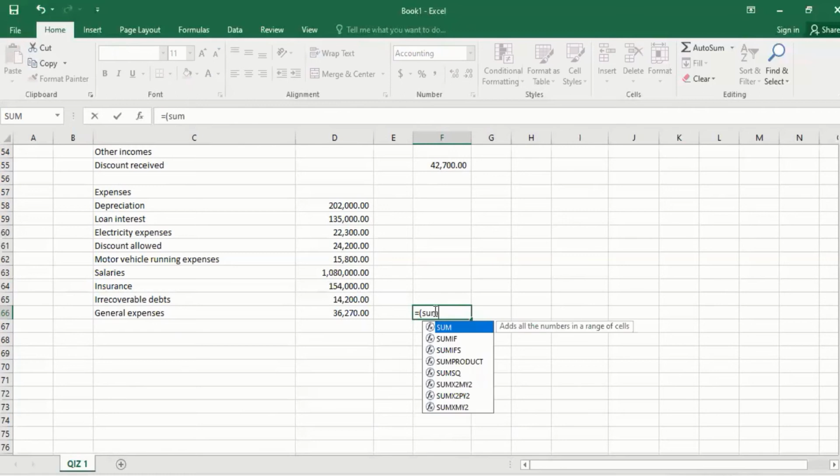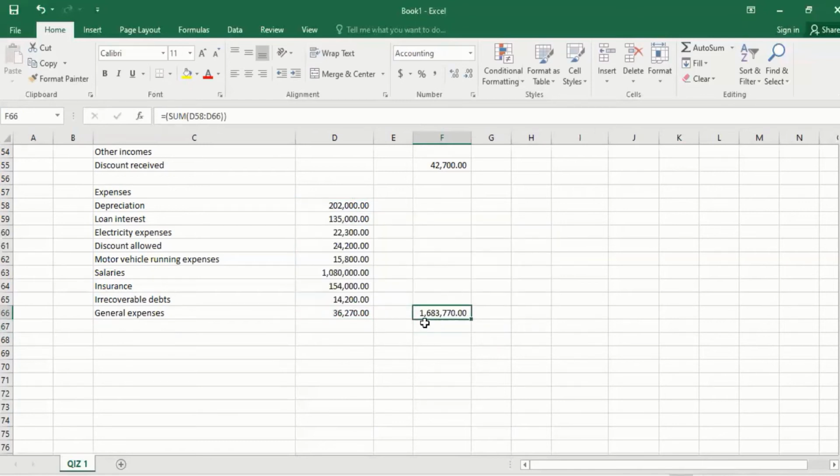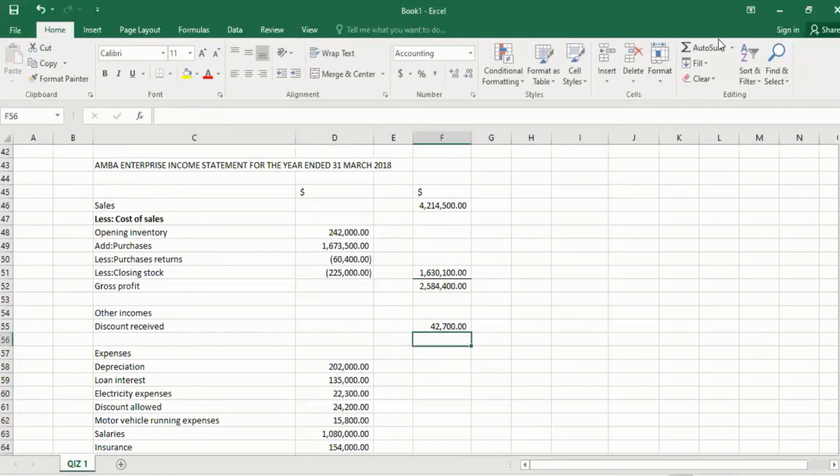So you see, my people, it's just as easy as you can see. I think I've done something wrong, but it's okay. The total expenses. So I need the net profit. What would be the net profit? Before I get the net profit, I need to get the total income here. I can sum up all these up to there.